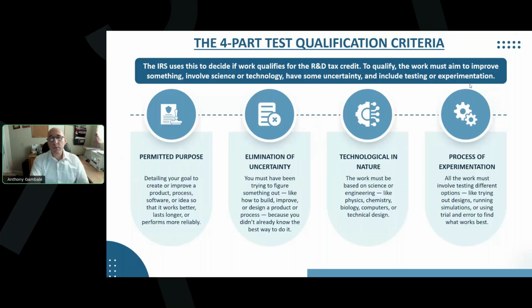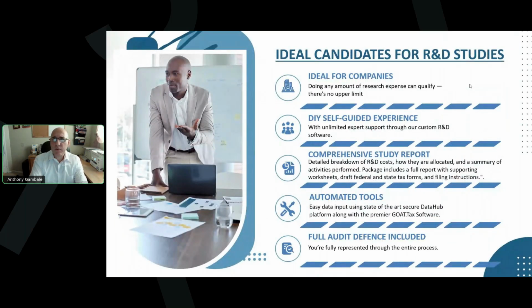Technical in nature, okay. The work must be based in science or engineering, physics, chemistry, biology, computers, or technical design, right? And then we have to have a level of experimentation. All work must involve testing, trying designs out. The biggest one here is trial and error, right? I'm going to do it this way. Not sure if that's the best way to do it. And then you move forward and you make your adjustments that way, right? Trial and error seems to be the biggest one. Okay, so any of these activities here would fall in your purview. You're good to go.